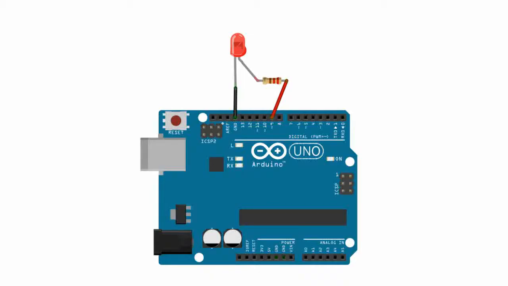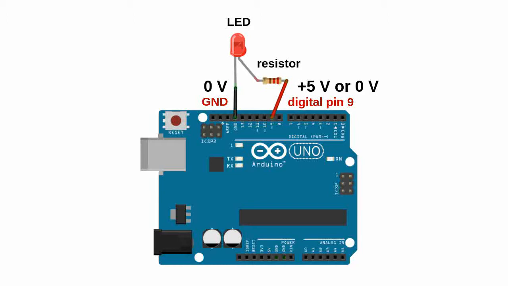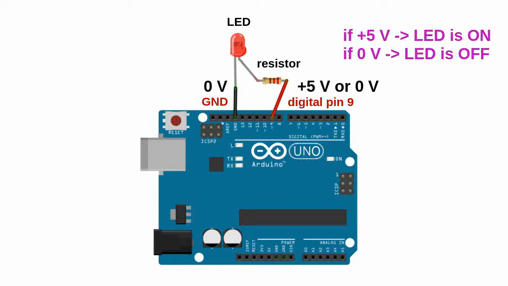Here we can see the cabling of our circuit. The anode of the LED is linked to the resistor. The cathode is connected to the ground and the second resistor leg is connected to a digital pin, here pin number 9. Ground corresponds to 0 volts. Depending on its state, pin 9 can deliver 5 volts or 0 volts. When it delivers 5 volts, the LED is on. When 0 volts, the LED is off.